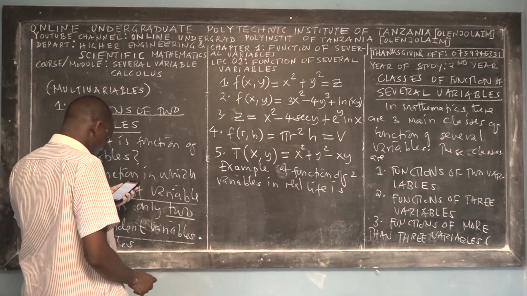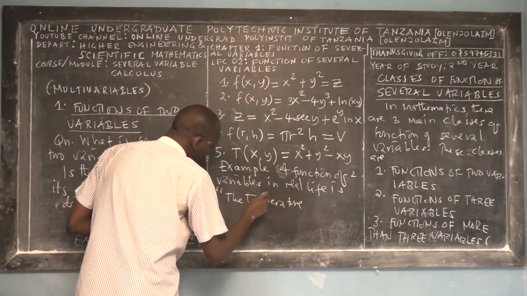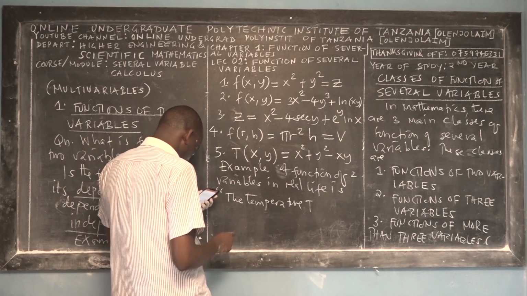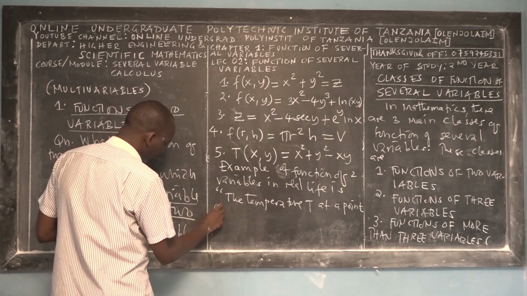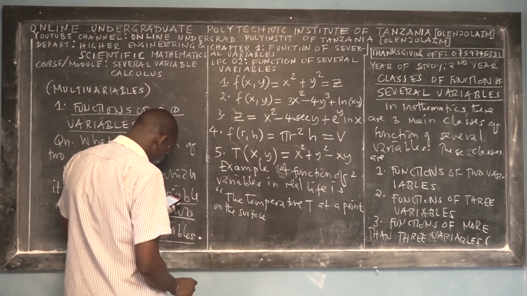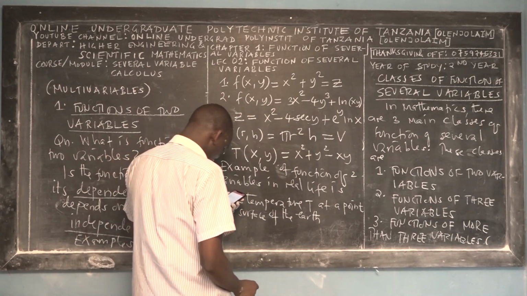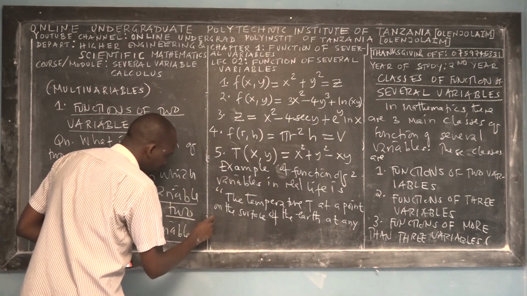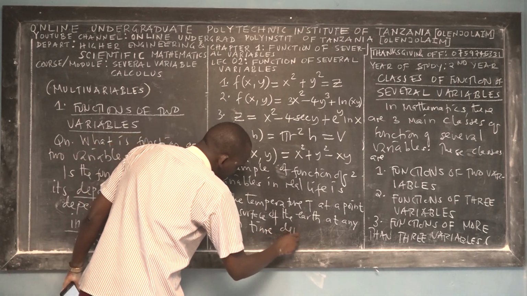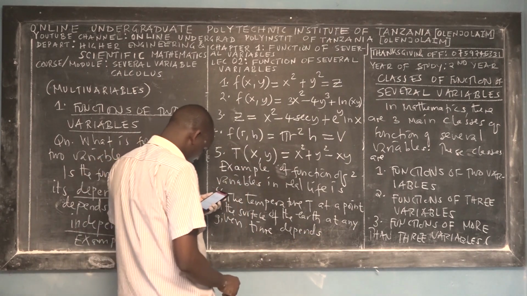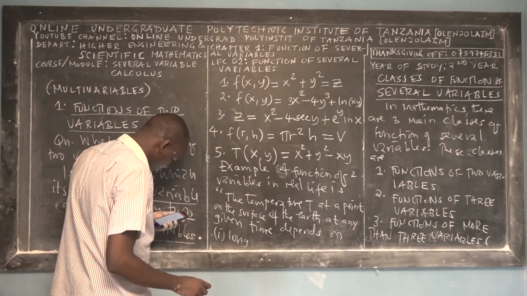We say that the temperature T at a point on the surface of the Earth, at any given time, can be a function. It depends on two parameters: one, longitude. Is it longitude or latitude?